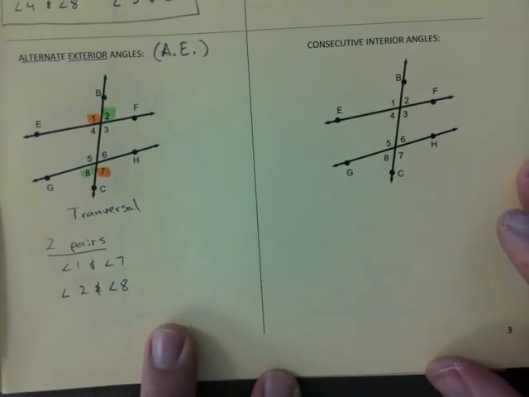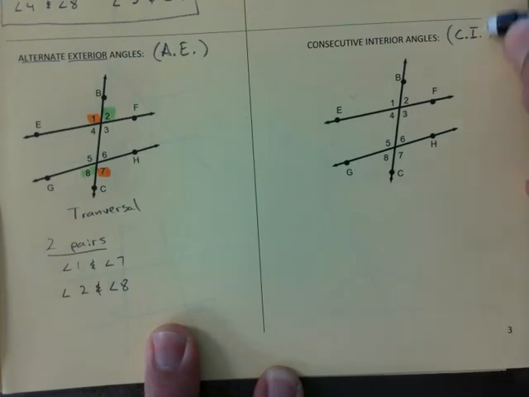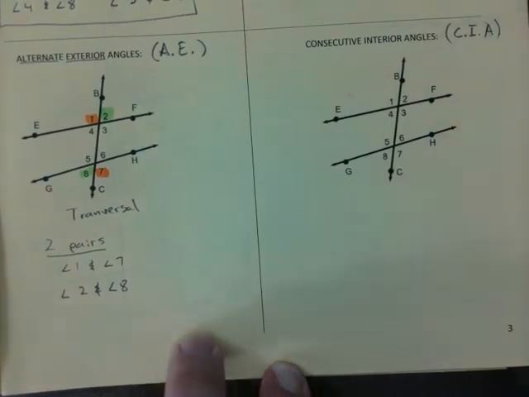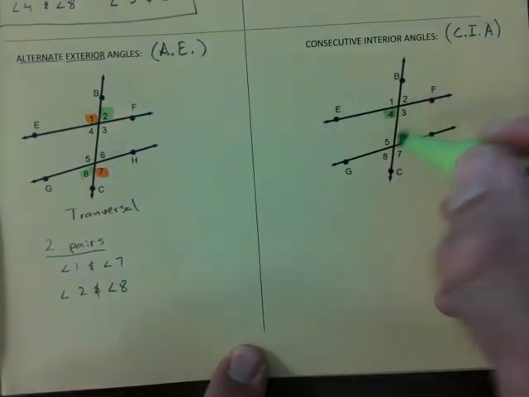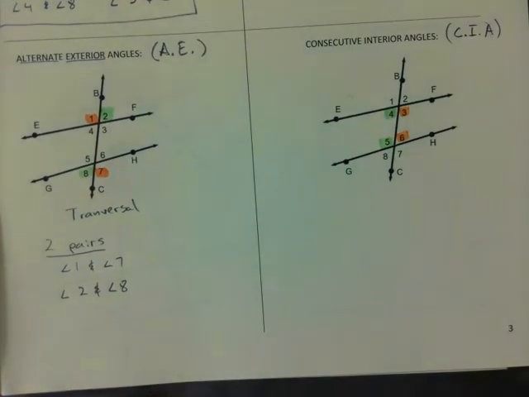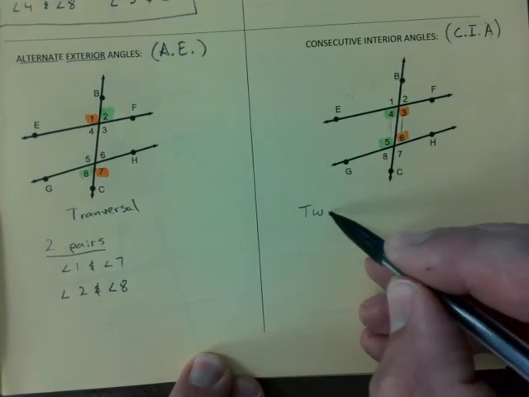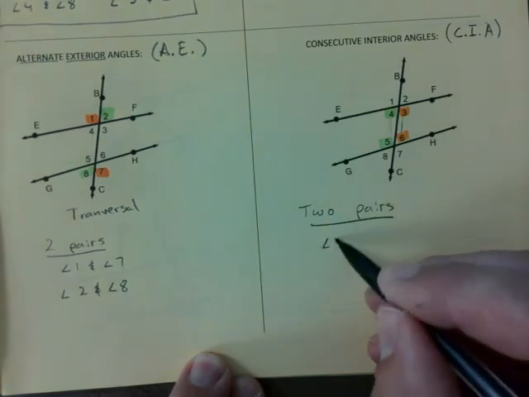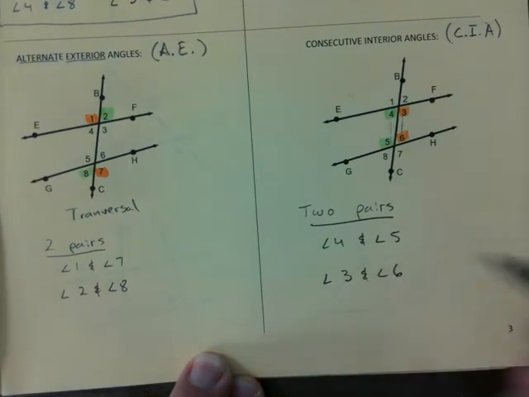And the last one, consecutive interior, CI, right? Oh, CIA would be pretty good, right? So let's do that. You'll remember that. CIA is right there. So consecutive interior angles would be 4 and 5, as well as 3 and 6. Consecutive means one after the other. So these are consecutive interiors. Two pairs. Angle 4 and angle 5 would be considered consecutive interior. Angle 3 and angle 6 would also be considered consecutive interior.